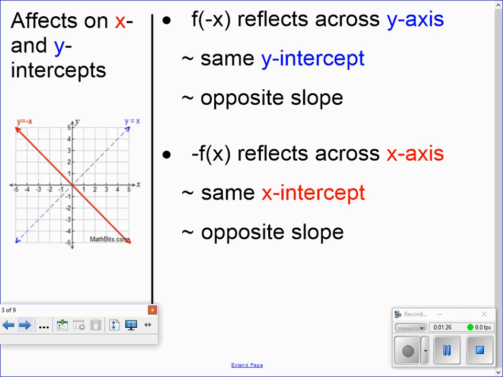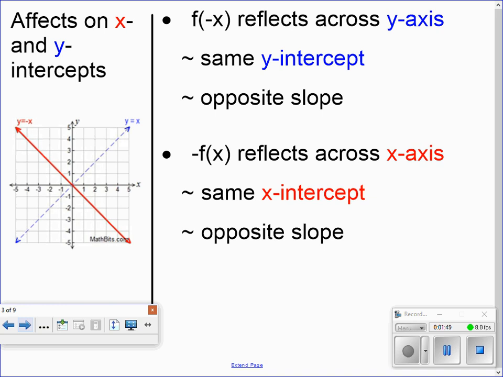When we reflect across the x-axis, to know that we're reflecting across the x-axis, the rule that they've given us is negative f of x. Notice that the negative is on the outside this time. This lets us know that we're reflecting across the x-axis. When we reflect across the x-axis, what you're going to notice is that the x-intercept is the same, but the slope is going to be the opposite.